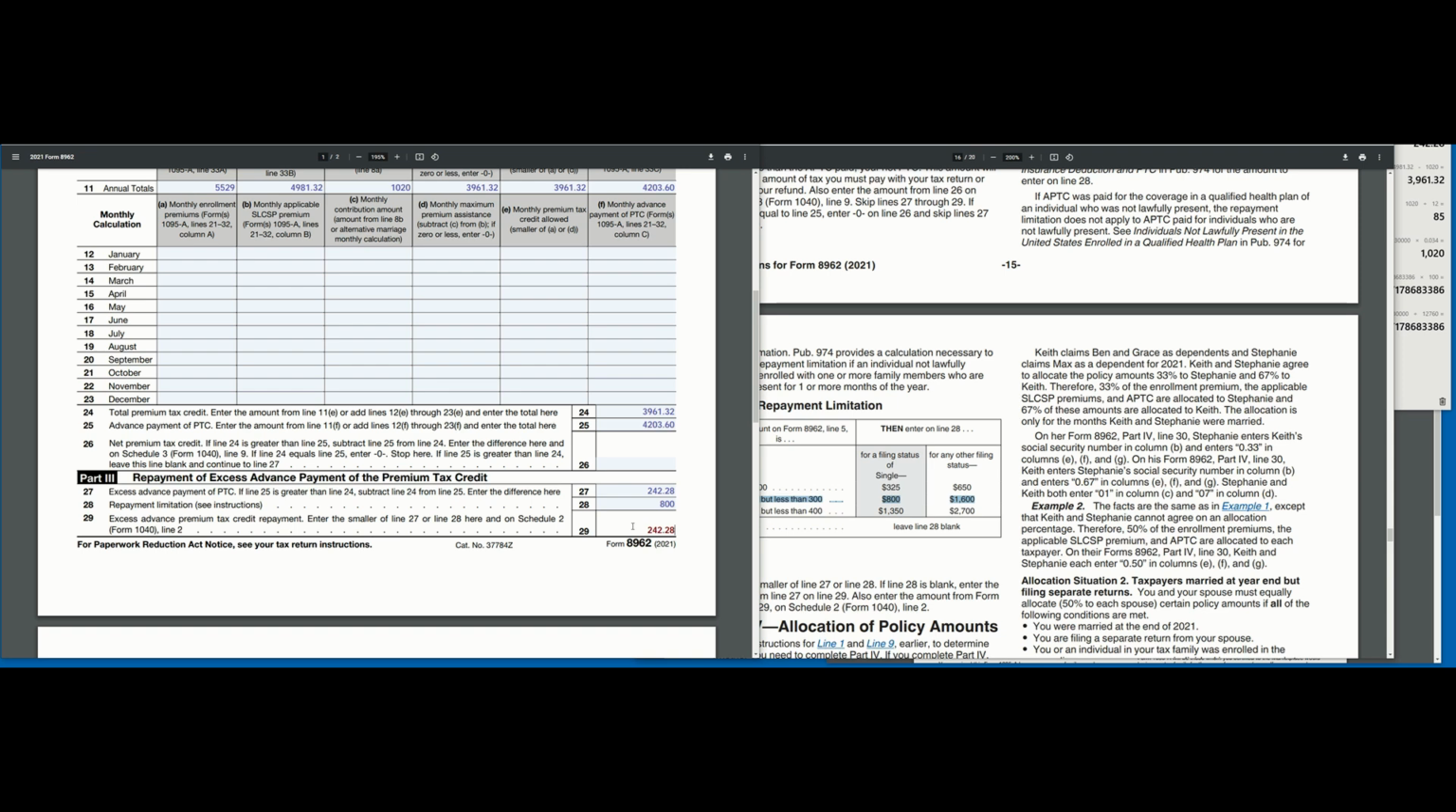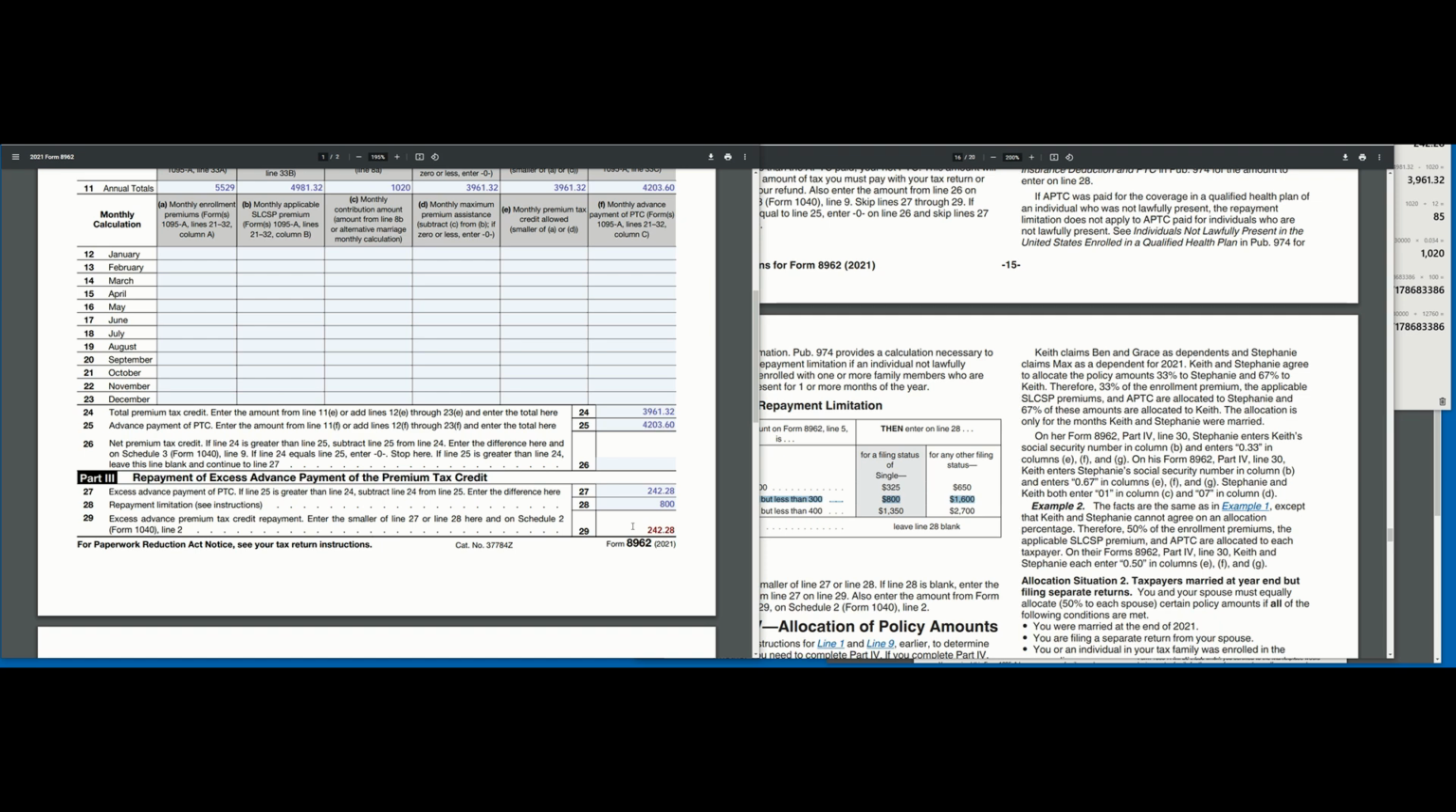plan was at $28,000. That's how much I thought my income would be in November of 2020 when I applied. But the reality is that at the end of the year, I actually made $30,000. So what this is telling me on line 29 is that the difference amount of APTC that I got throughout the year, so I should have gotten less APTC throughout the year, and I'm basically having to pay back the excess amount that I got, which comes out to $242.28.